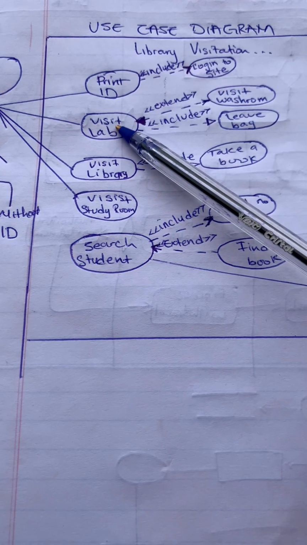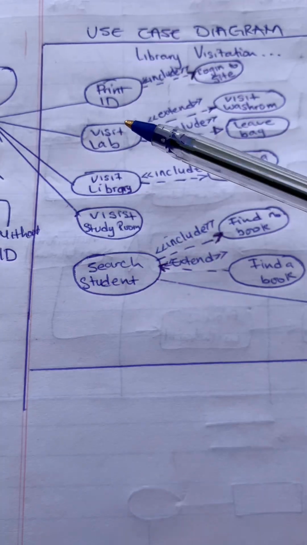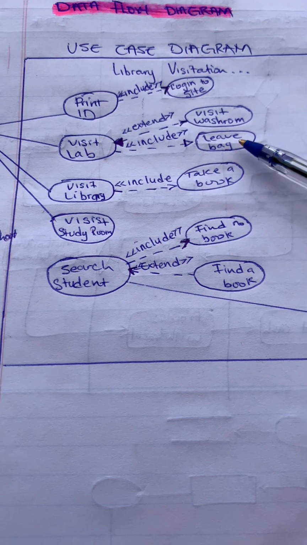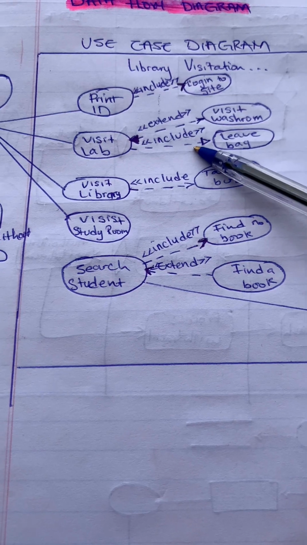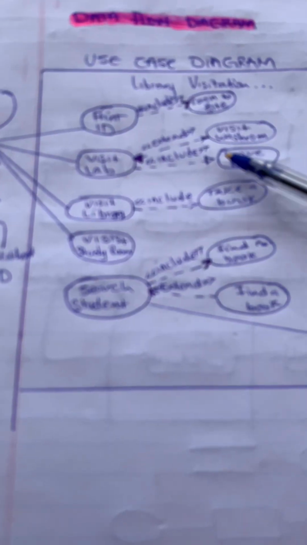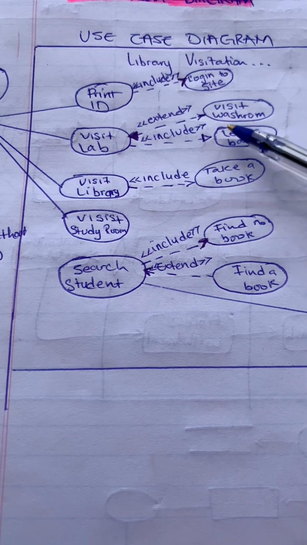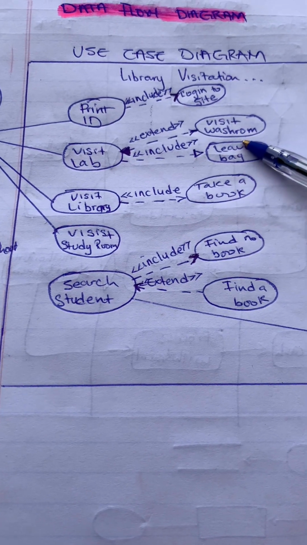So when you visit the library, or any of these, visiting the library comes with you leaving your bag. You can't take your bag inside the library. You have to leave your bag in the bag room, and you leaving your bag is something you have to do, it is a must. So it's an include. Anytime you see something that you have to do, where you don't have options, it's an include use case. So that one, the arrow points to the include use case.